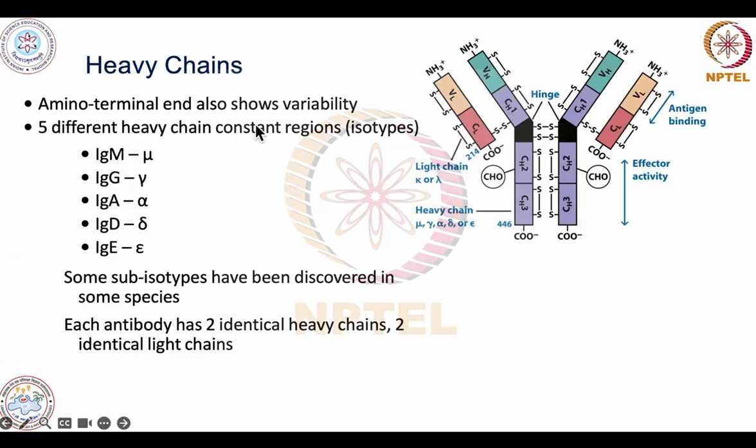In heavy chains, the amino terminal end also shows variability. The 5 different heavy chain constant regions are called isotypes: IgM, also called mu, IgG, also called gamma, IgA, also called alpha, IgD, delta, and IgE, epsilon. Some subisotypes have been discovered in some species. Each antibody has two identical heavy chains and two identical light chains. If you have any question, please let me know.